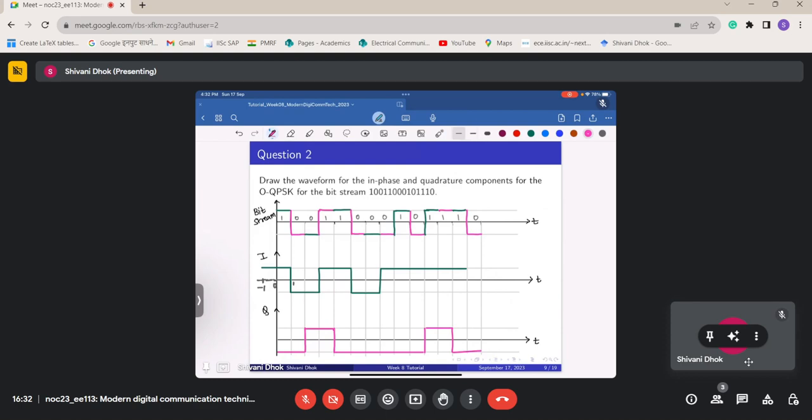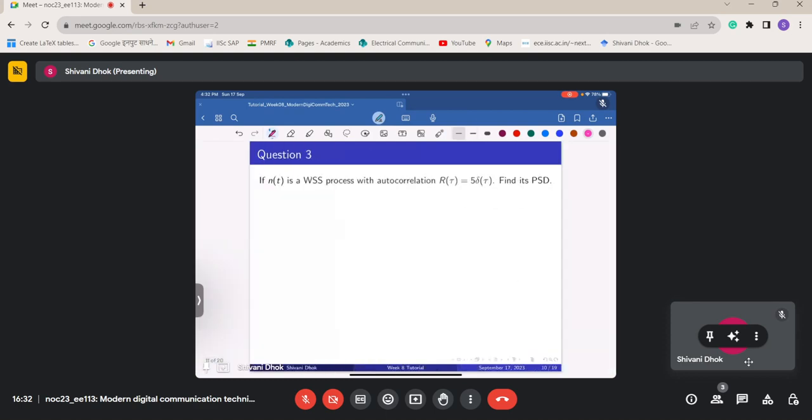if there are no questions, then let's go ahead and look at the third question that I had planned to cover today. So what is given? It is given that N(t) is a WSS, that is wide sense stationary process, with autocorrelation function R(tau), which is 5 delta(tau), where this delta is a unit impulse. So I'll explicitly mention this delta(tau) is a unit impulse.